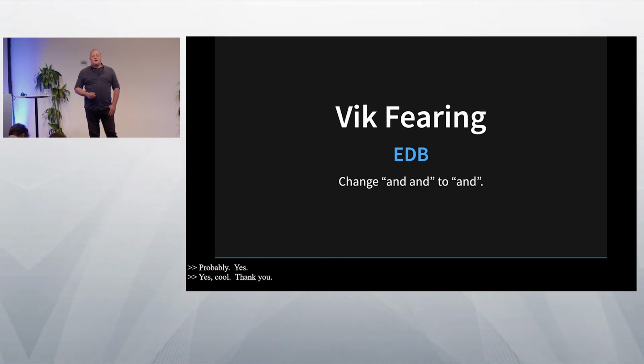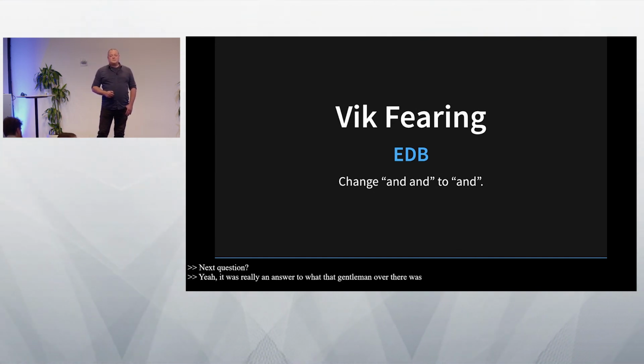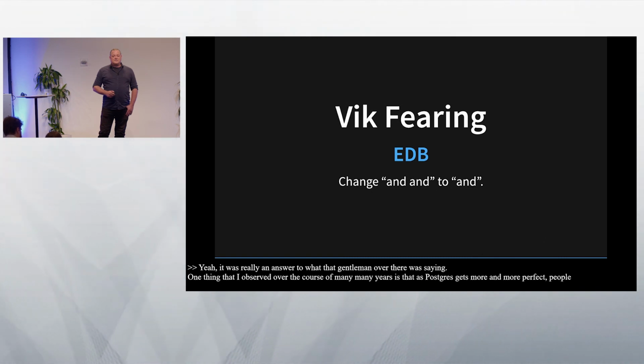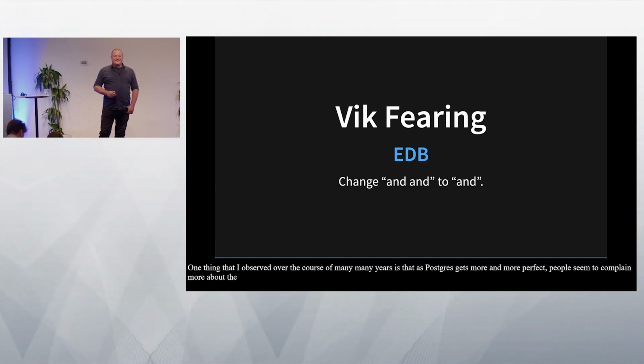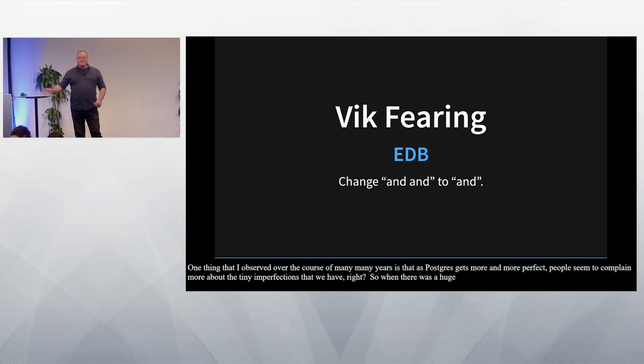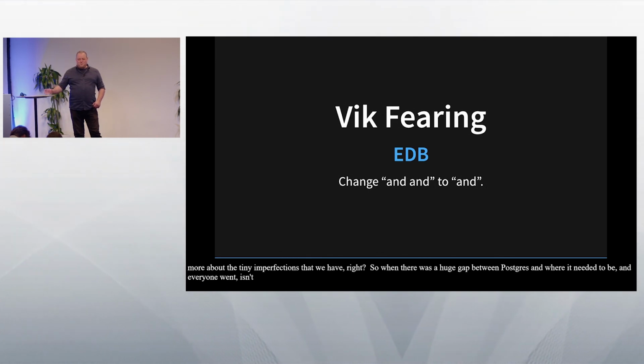I mean, it was really an answer to what that gentleman over there was saying. One thing that I've observed over the course of many, many years is that as Postgres gets more and more perfect, people seem to complain more about the tiny imperfections that we have. When there was a huge gap between Postgres and where it needed to be, everybody went, isn't it amazing? We're 50% there. And now that we're kind of 99% there, everybody's going, what's wrong with you? Why have you not done the last percent?